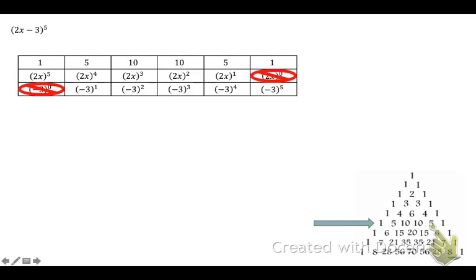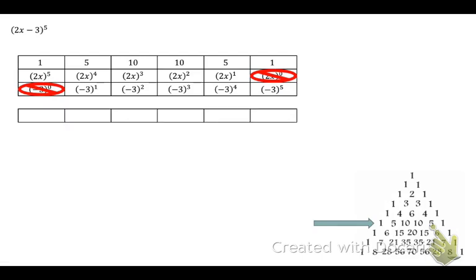Anything to the 0 power cancels. And then we're going to simplify this down. So that's going to be 1 times 32x to the 5th, because 2 to the 5th, x to the 5th. 5 times 16x to the 4th times negative 3. Make sure if you're putting that in your calculator, you put it in parentheses, so it gives you the right sign. And then 10 times 8x cubed times 9, because negative 3 times negative 3 is 9. 10 times 4x squared times negative 27. 5 times 2x times 81. And then 1 times negative 243.